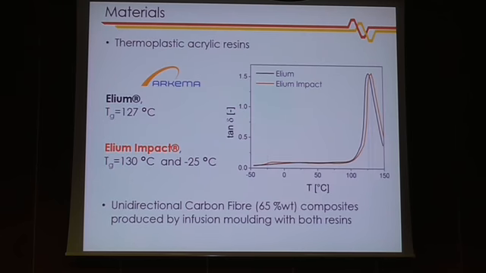Starting with the materials, we studied two thermoplastic acrylic resins developed by Arkema company. One plain and one rubber toughened, named Helium and Helium Impact respectively, which have similar glass transition temperatures. Also, we found for the toughened material a transition for the rubbery phase at around -25 degrees.